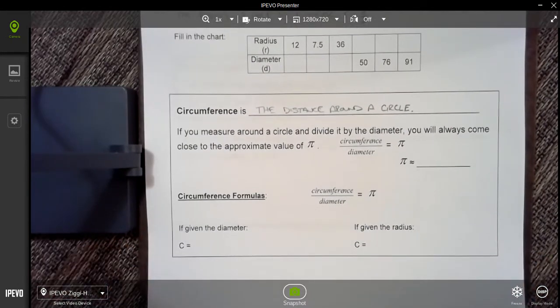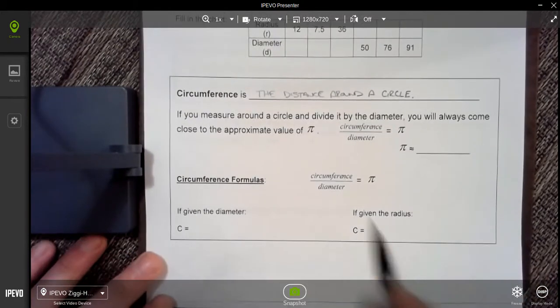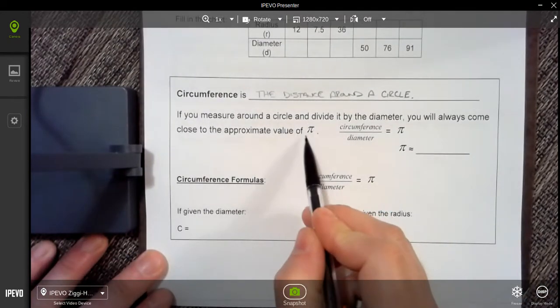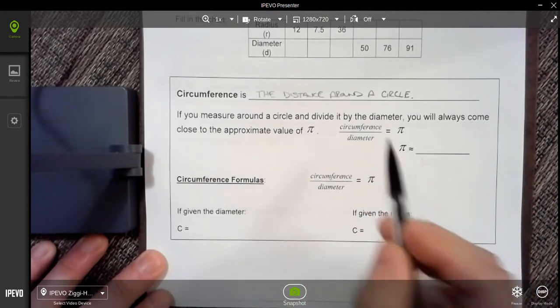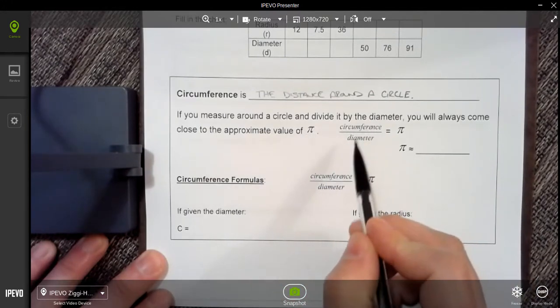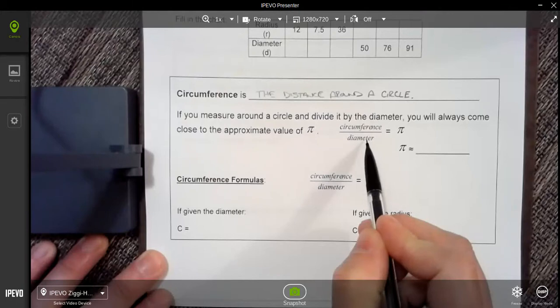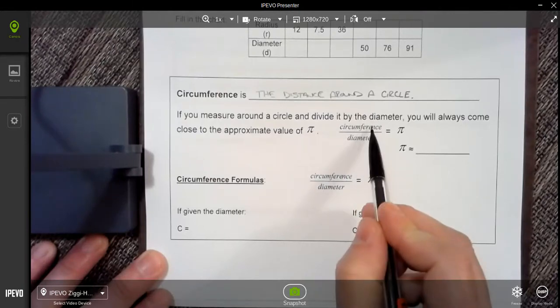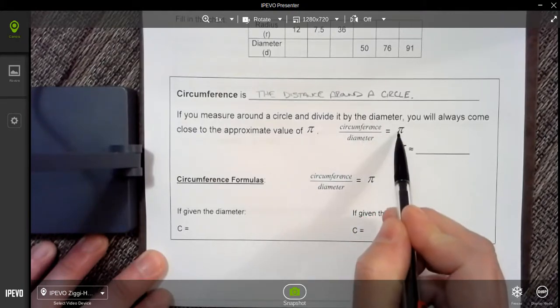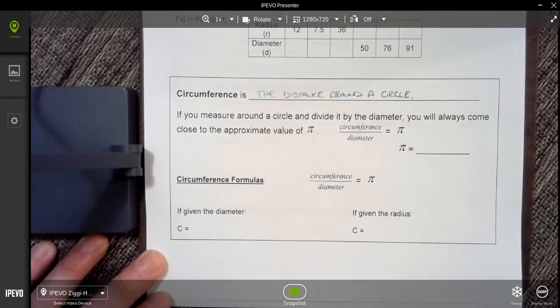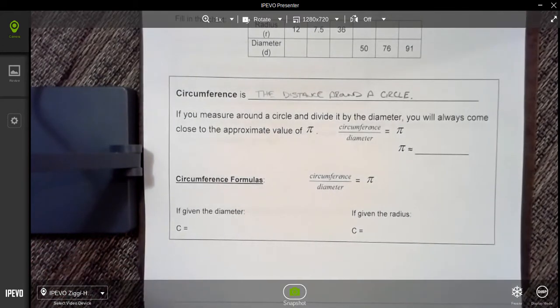And if you have any circular object at your house, maybe like a coffee mug or something like that, and if you measured around that circle and you divide it by the diameter, you're always going to come close to the approximate value of this number, which is called pi. And this is what this symbol looks like right here. Pi is defined as the circumference of a circle divided by the diameter. For every circle, whenever you take its circumference and divide by the diameter, you will get this value of pi.